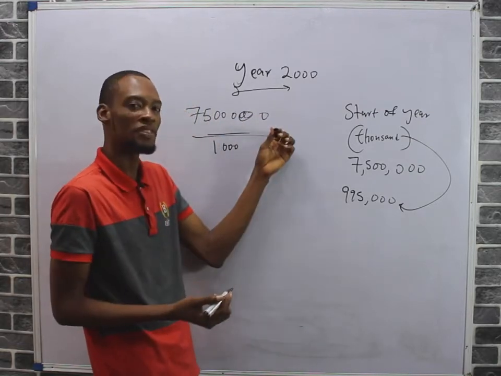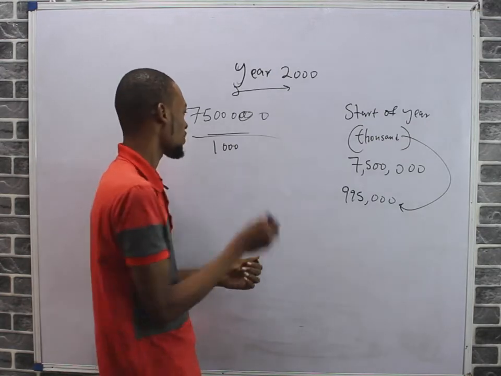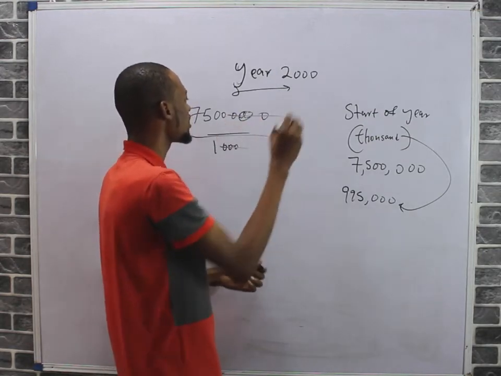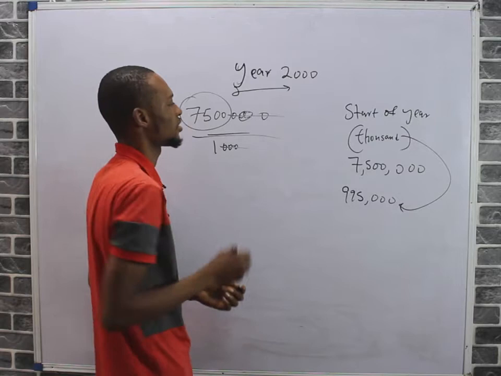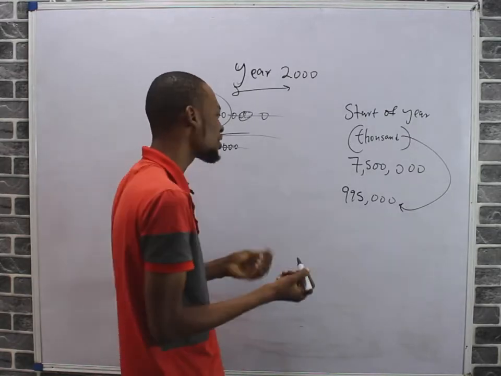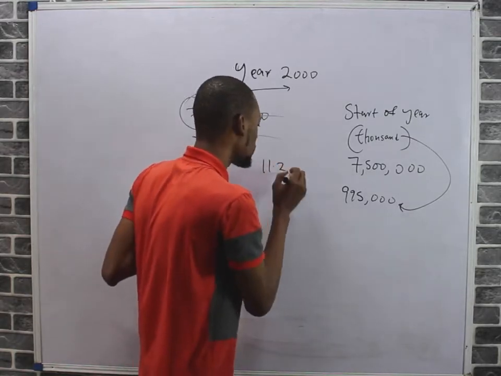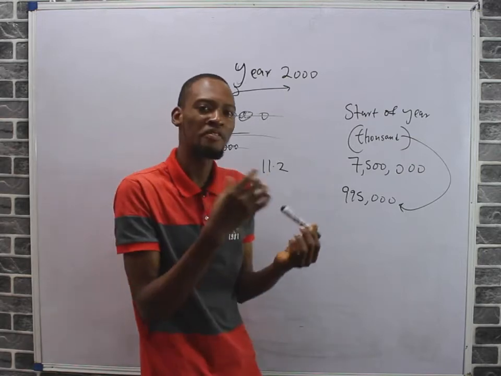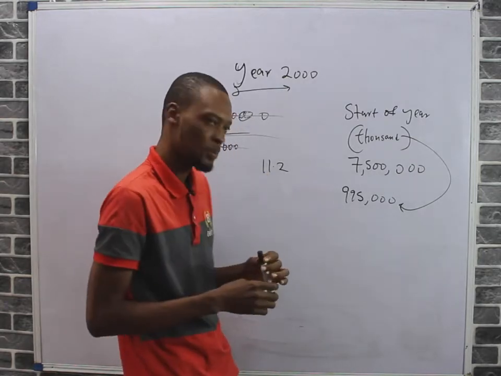And to divide this type of thing, you don't need to punch your calculator. 3 zeros here, cancel 3 zeros here. So you are left with this. Live birth per 1,000 is 11.2. That is the live birth rate in London.